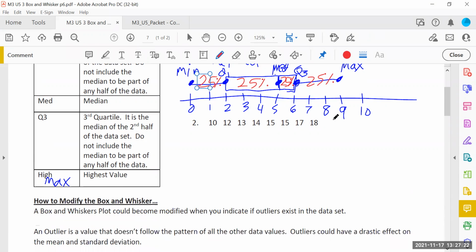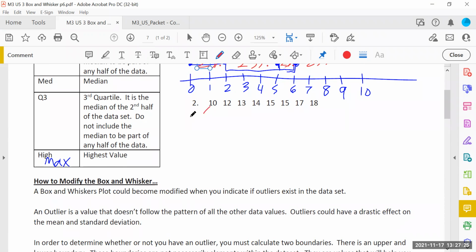This next one, I have minimum is 10, maximum is 18. My median, though, I've got a problem. 1, 2, 3, 4, 5, 6, 7, 8. If I have 8 numbers, I don't have a middle. Does that make sense? If you don't have a middle number, you're going to take an average. Get the middle 2 numbers. So in this case, 14 and 15, and average them. 14 plus 15 divided by 2 gets me 14.5. 14.5 is going to be my median.